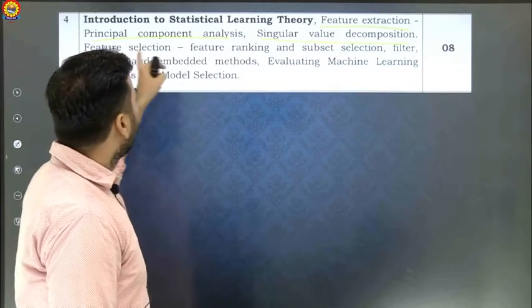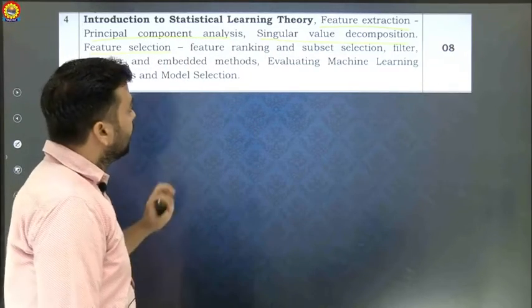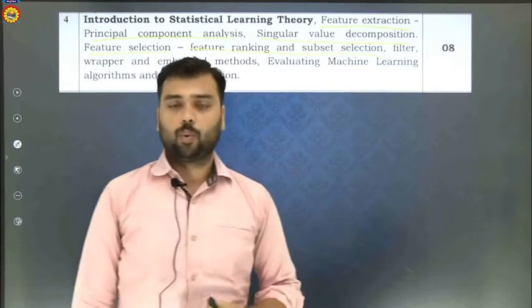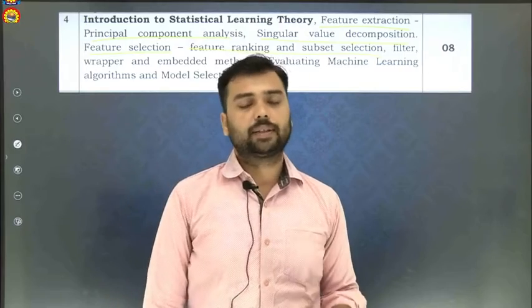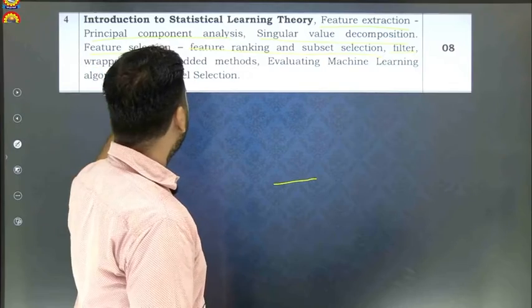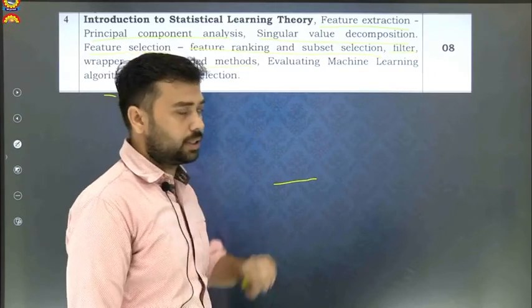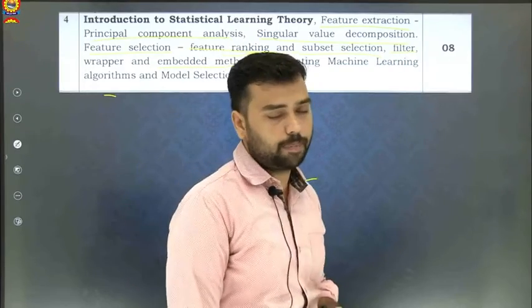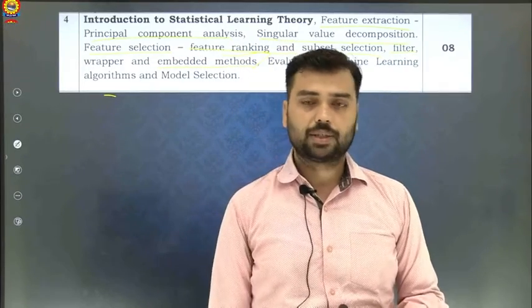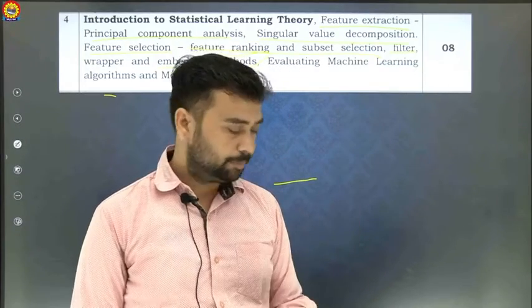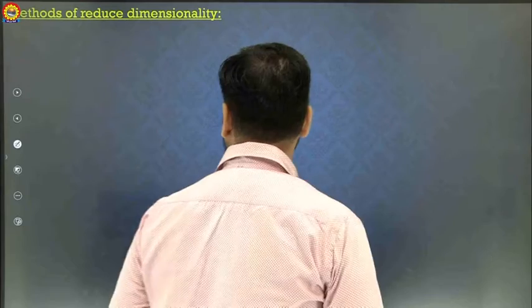Then today we are going to discuss feature selection. In that, feature ranking and subset selection: what is the definition of feature ranking, what is subset selection, and what are the subtopics like filter, wrapper and embedded methods. So today we discuss all these topics in the introductory part, and we also discuss some mathematical portion inside it, okay?